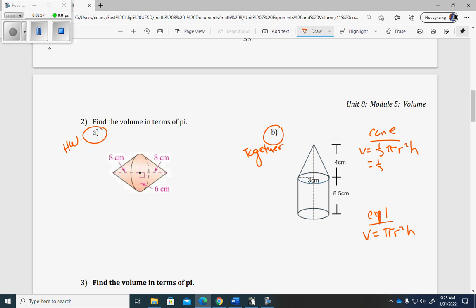When I'm doing the cone, the radius is 3, right? Halfway across a circle. That's definitely the number 3. And the height of the cone is here, which is 4. It does say in terms of pi, which means an exact answer. So I am going to put the 1/3 and this stuff into my calculator. The pi, I'm just going to leave here as part of my answer.